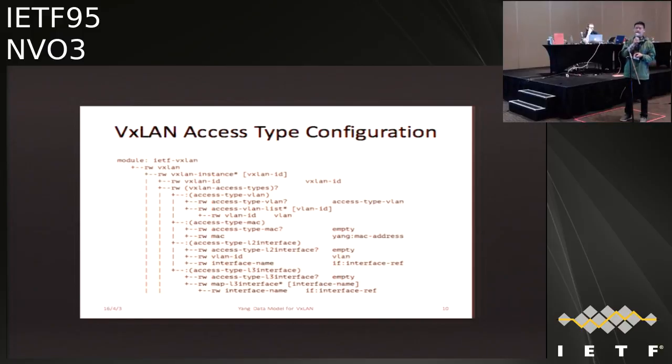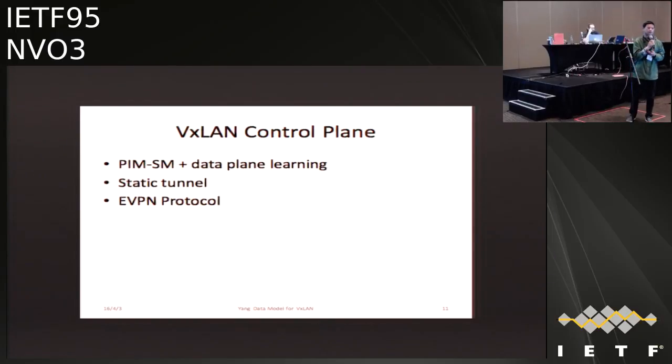Next is the VXLAN access type configuration. So we have a VXLAN instance, and the key is VXLAN ID. So VXLAN ID is to identify the VXLAN. And the next node is the VXLAN access types. We just talked about this node. Next, we define the VXLAN control plane. So we have three different control planes in our data model. First is PIM-SM plus data plane learning, second we can configure the static tunnel, and the third one is the EVPN protocol used as a control plane for VXLAN.